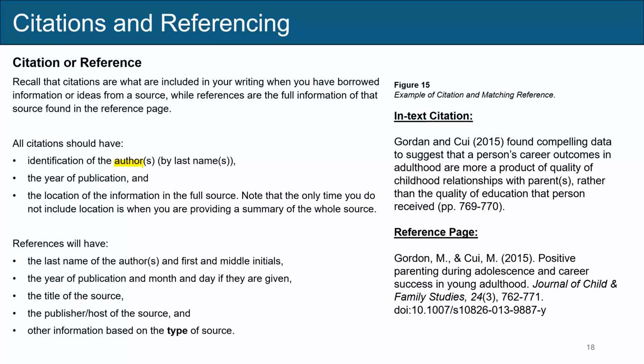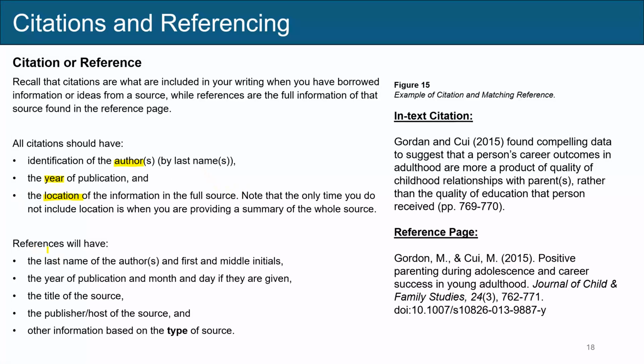The year of publication always has to be included within your citations, and the location of the information within that source. The only time we don't include a location, which is again your page numbers, is when you are doing a summary of the entire source.